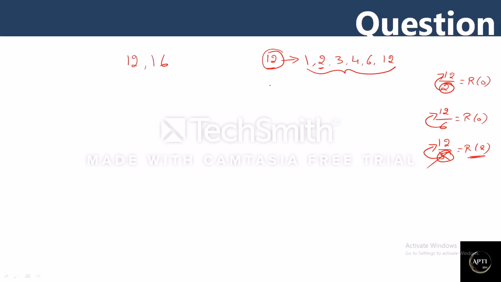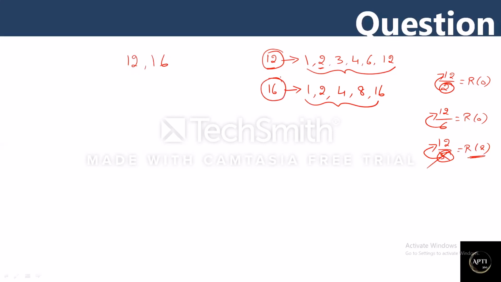Now the factors of 12 are 1, 2, 3, 4, 6, 12. Similarly, we'll write the factors for 16. 1, 2, because 16 is exactly divisible by 2. Next, 3 I can't write, because 16 is not exactly divisible by 3. Yes, of course 4 is a factor of 16, and next 8 is a factor of 16, and then 16 itself. These are the factors of 16.